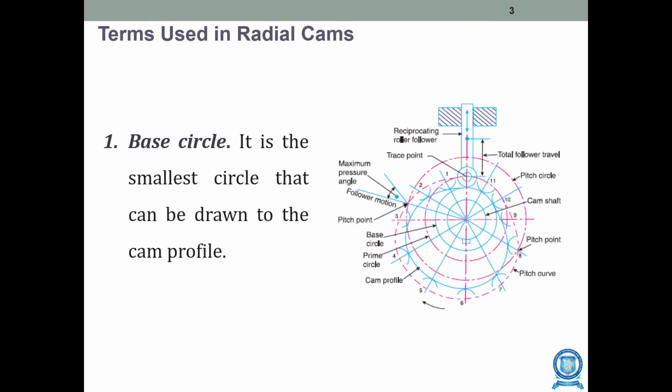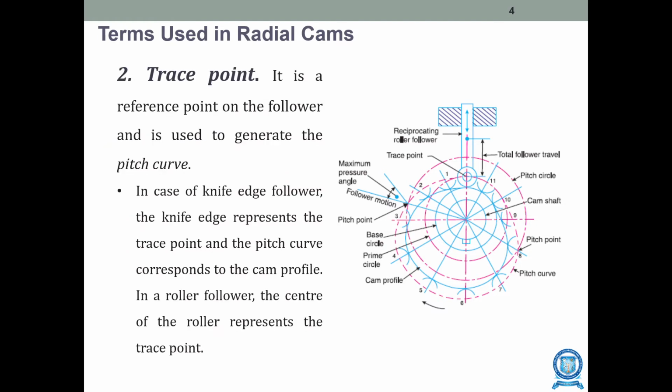Next is your trace point. What is meant by a trace point? You can see here, this is your trace point. It is a reference point on the follower. While we describe the relative motions between the cam and the follower, there should be some reference point. In the case of a knife edge follower, the knife edge represents the trace point. The reason is that it is a single edge, so that point can be predicted very easily, isn't it?